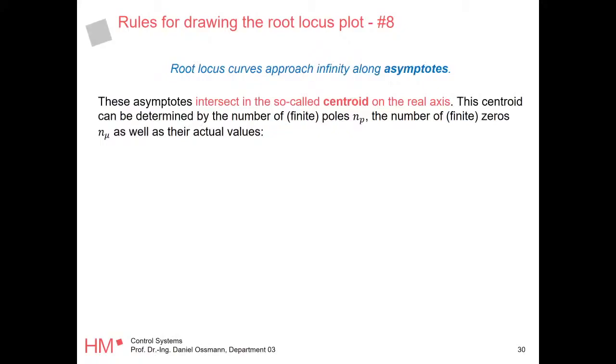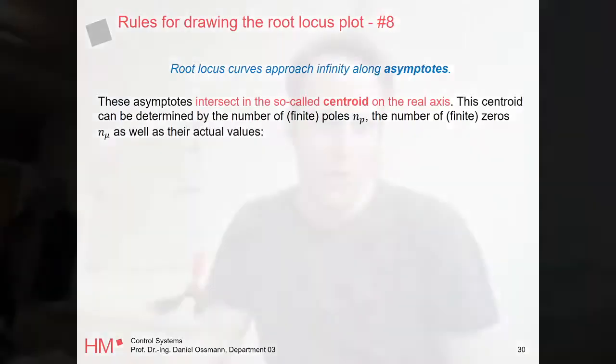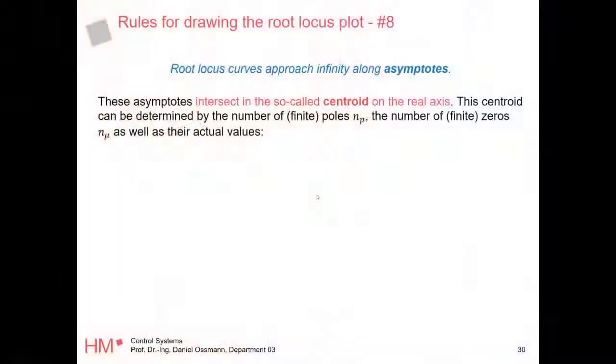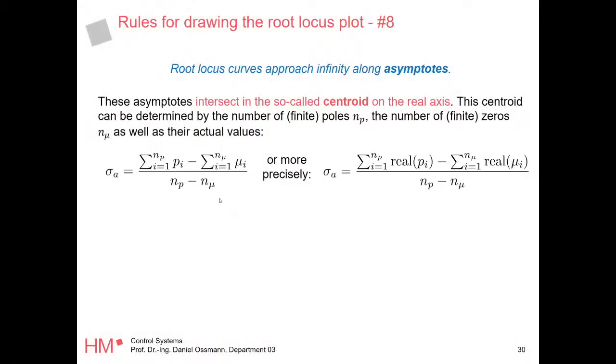How do they go to infinity? Well, they go to infinity along asymptotes, right? And the question now is, how do we find these asymptotes? The asymptotes all have a center of gravity. In German, you would say, these asymptotes haben einen Schwerpunkt. In English, you say they have a common centroid. So you don't use center of gravity in English, it's centroid. But it's one common point where all the asymptotes meet. And we actually can compute this point.